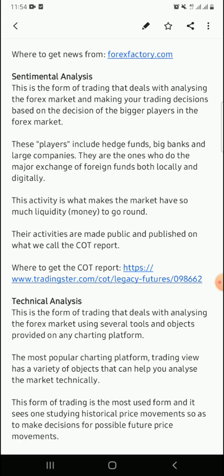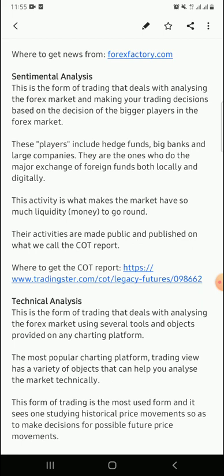These players include hedge funds, big banks, and large companies. They are the ones who do the major exchange of foreign funds, both locally and digitally. This activity is what gives the market so much liquidity, which we understood to be money going around. The activities are then made public and published in what we call the COT report. We are going to look at the COT reports very soon, but what you need to understand about sentimental analysis is that these big players are the ones that move price.